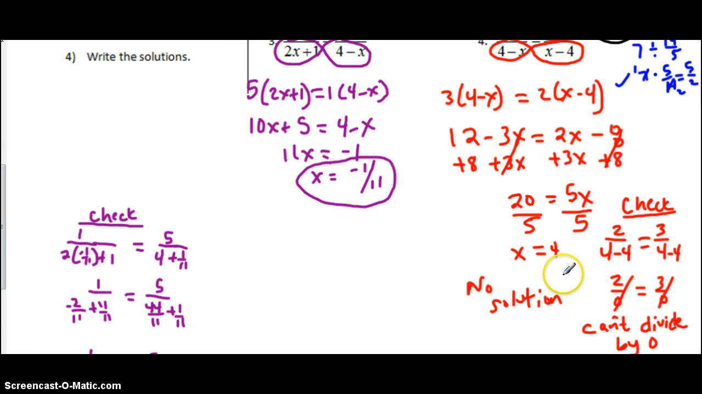So when we plug in our 4, if we get an impossible thing or not a true statement, then we'll have no solution. It's our extraneous solution. We can't divide by 0 here, so there's no solution. X equals 4 is not a solution.